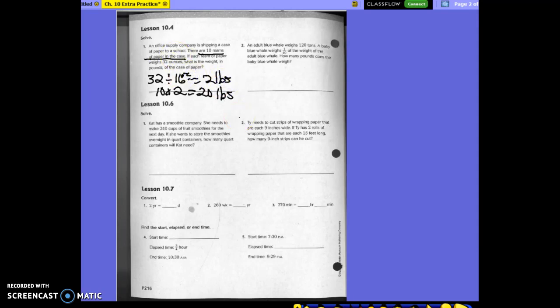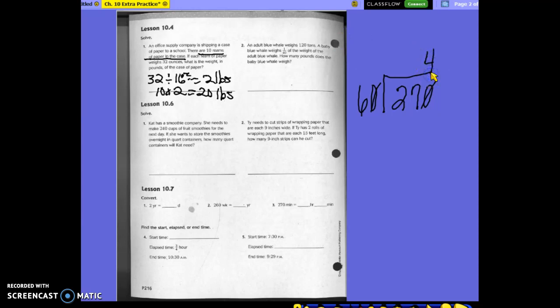Okay, we're going to move down to lesson 10.7, and we're going to try number 3. We have 270 minutes, and they want us to make that into what? Hours and minutes. So what are we going to divide by? How many minutes? 60. Okay, let's forget about these zeros for now. How many 6s in 27? 4.